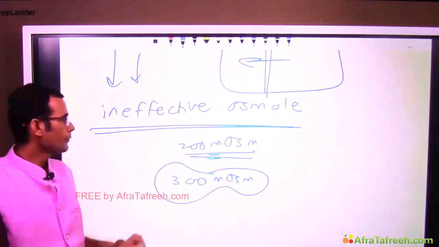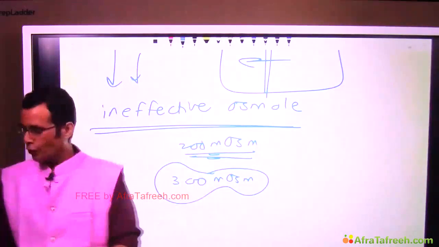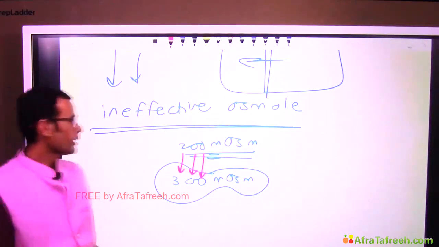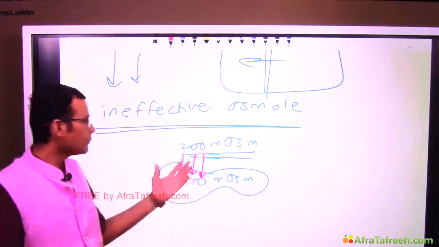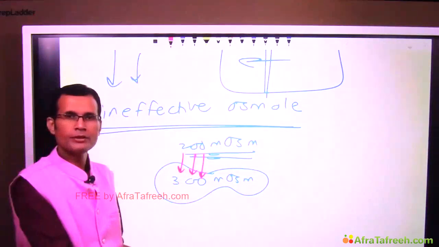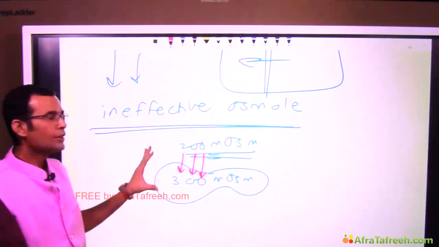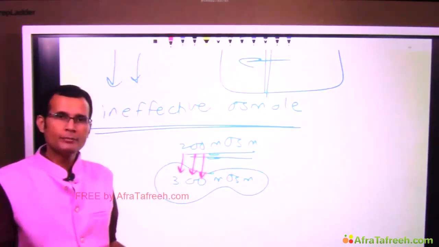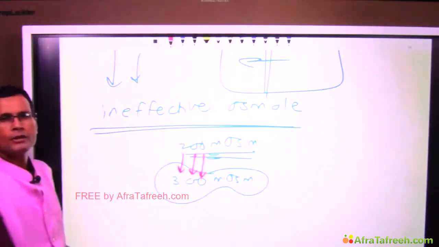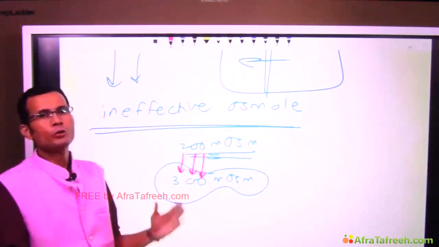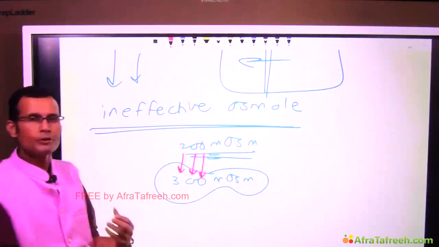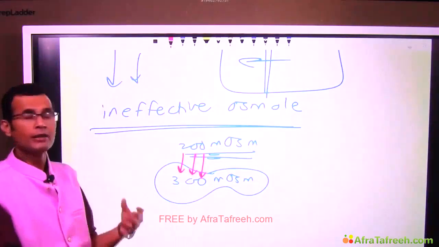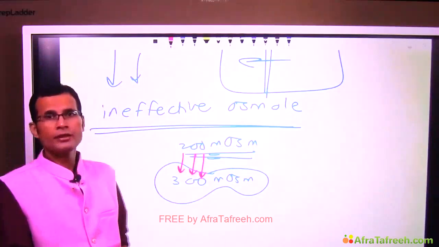What will be the result? Water will move from low solute concentration to high solute concentration. It means water will enter the RBCs, and that means the RBC volume will increase. RBC size will increase. So that's the importance of tonicity, the tonicity of the plasma, the tonicity of the ECF. That's how it is important. It has the ability to cause changes in the cell size.